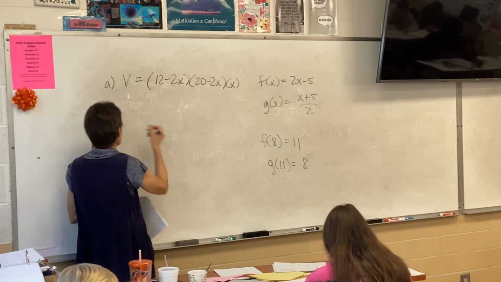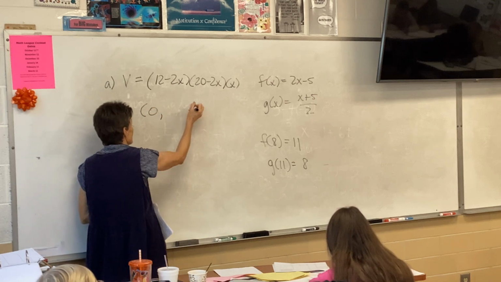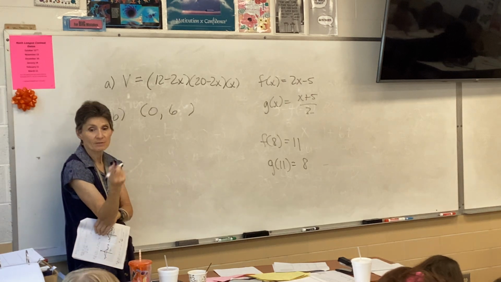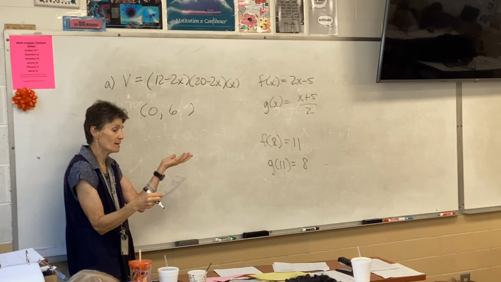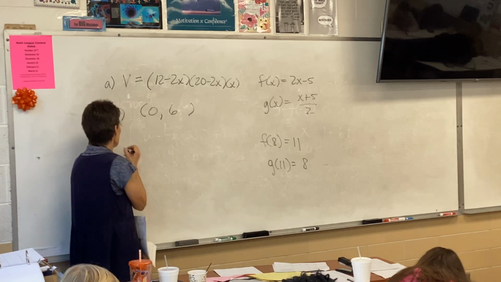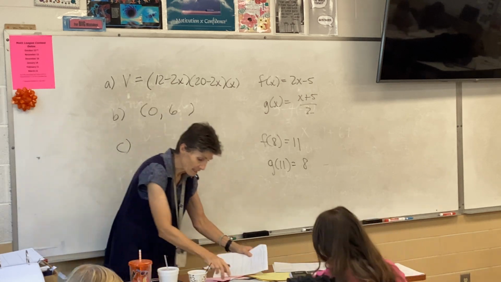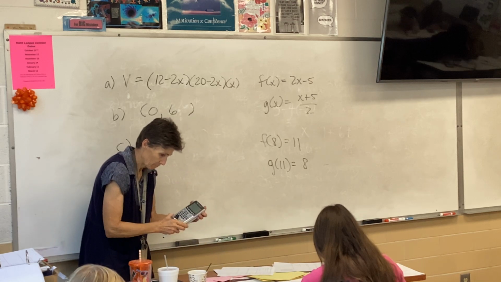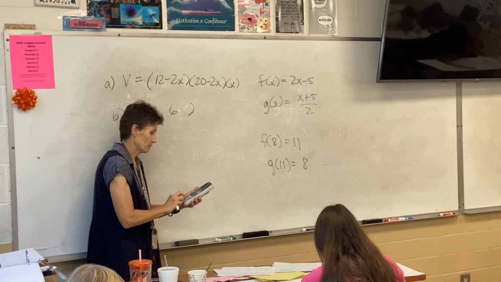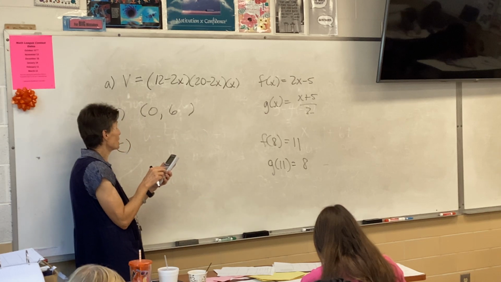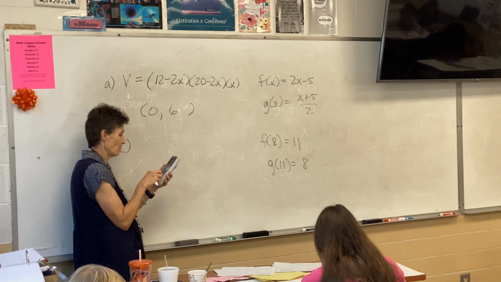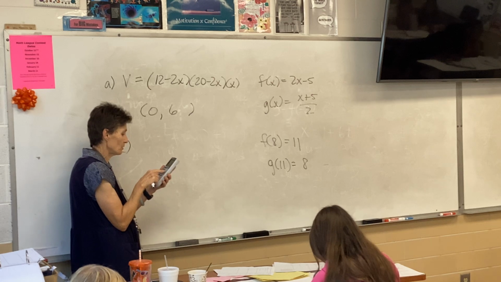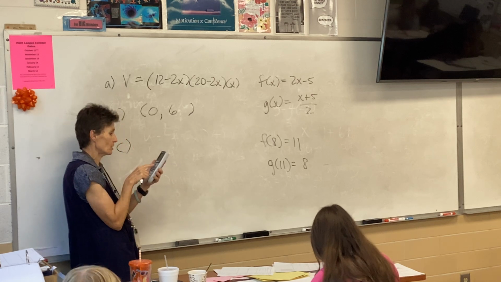All right, how about domain? That's always the same too. What's my domain? 0. This one will be 6. Why is it 6? Half the smallest dimension. And then, now I have to go to my calculator and adjust my window. And then I'm going to put in this equation.